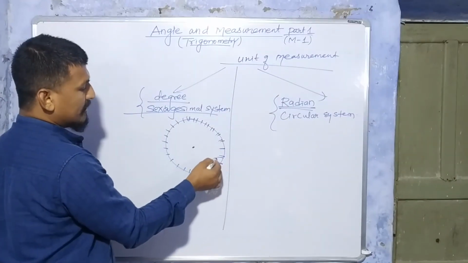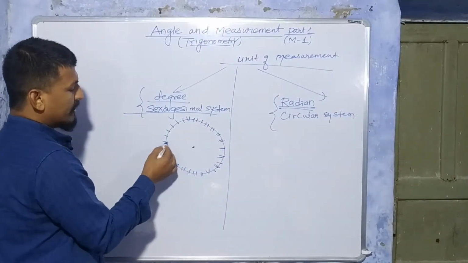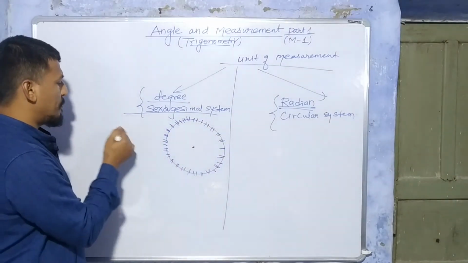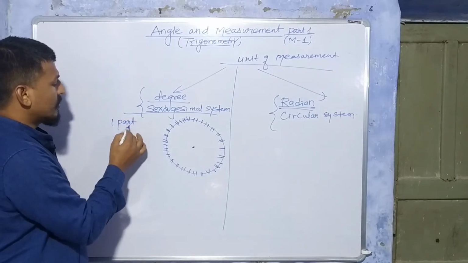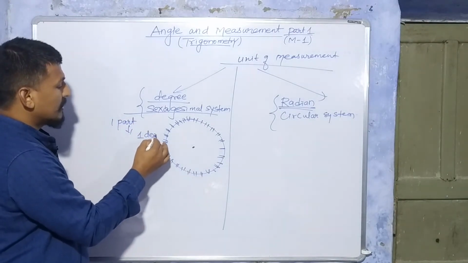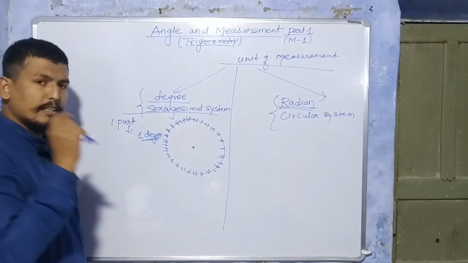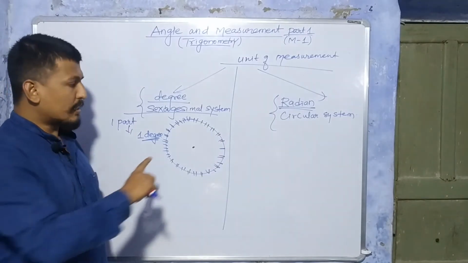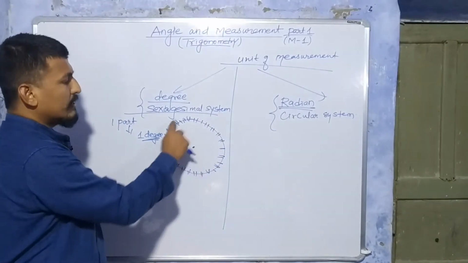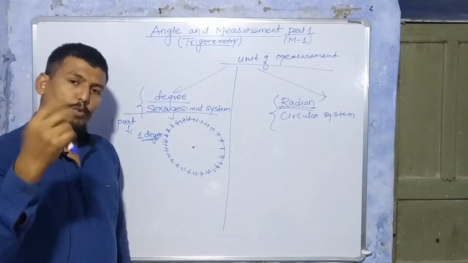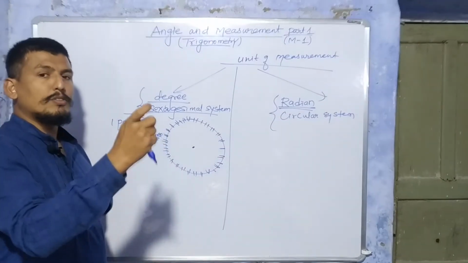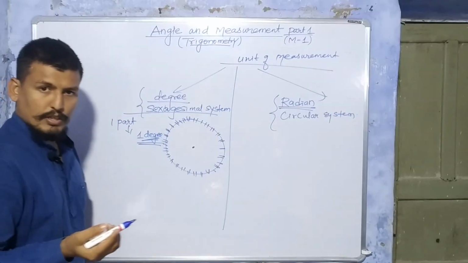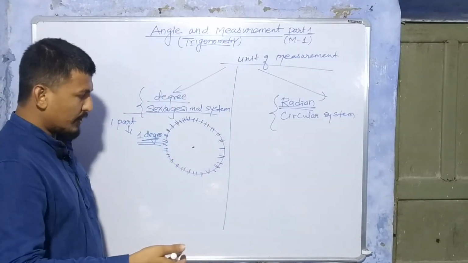This is not exactly 360, for example, but after calculating you will get to know it is divided into 360 equal parts. One part is equivalent to 1 degree, right? So a complete rotation, a complete circle, is divided into 360 equal parts. One part is equal to 1 degree, right? So this is the definition of degree.